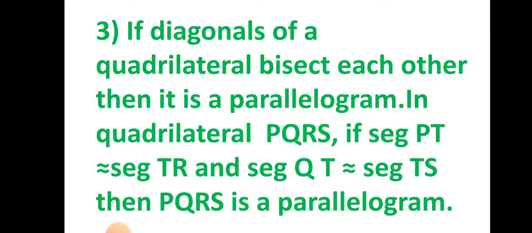Now, third, if diagonals of a quadrilateral bisect each other, then it is a parallelogram. This is also a condition. In quadrilateral PQRS, if segment PT congruent segment TR and segment QT congruent segment TS, then PQRS is a parallelogram. This is the third condition or properties म्हणूया आपण.